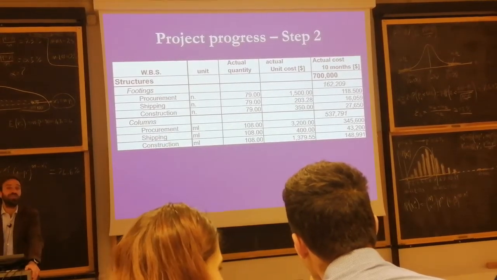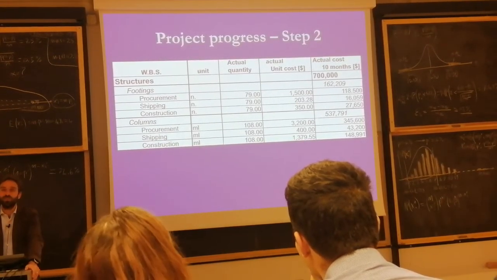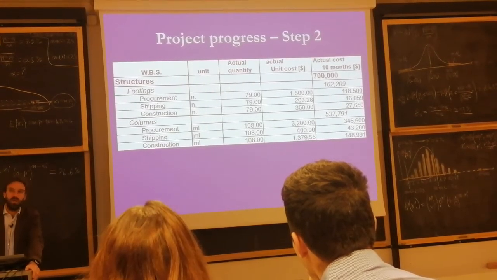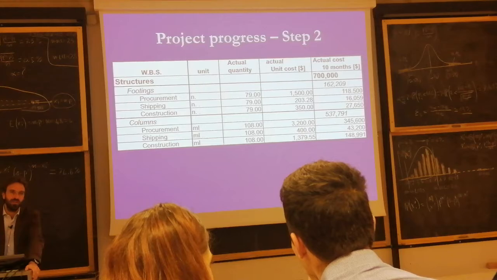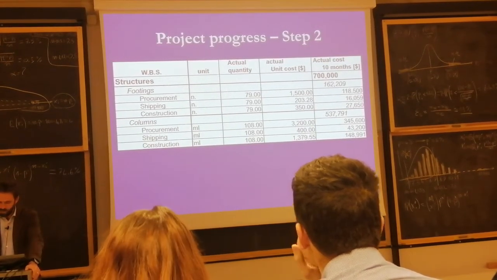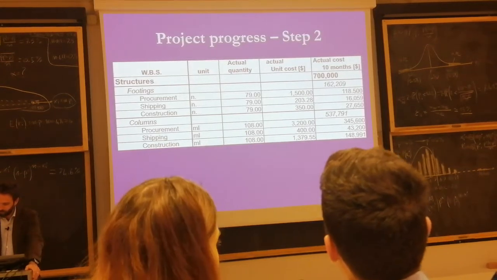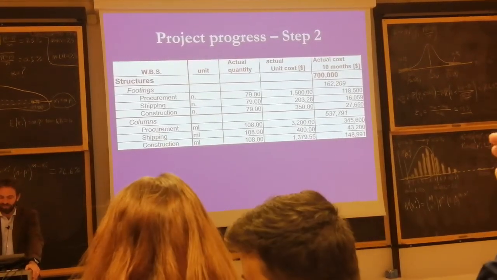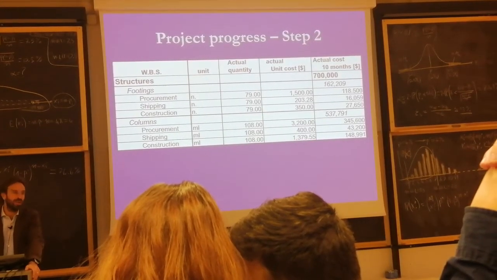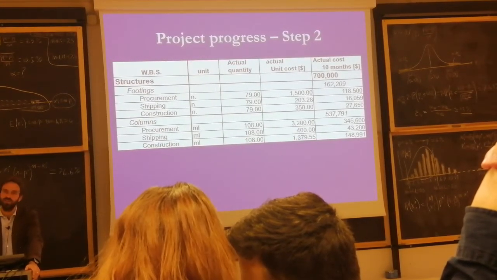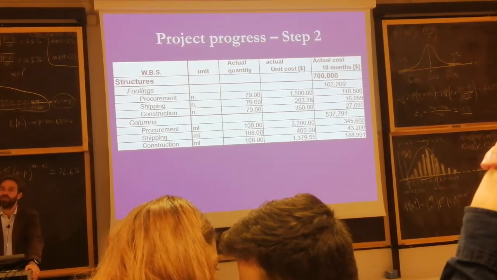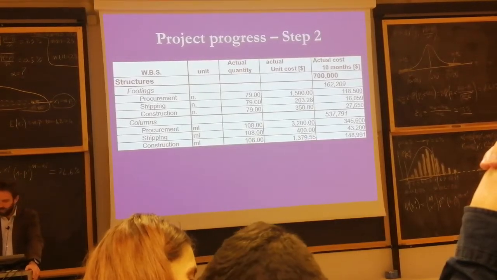Just to let you know, this project was supposed to take 18 months in duration, with a 1.1 million budget. And now we have $700,000 in cost incurred when we are 10 months into project execution. So 10 months out of 18 is our current date. The actual time is 10 months, 700,000.